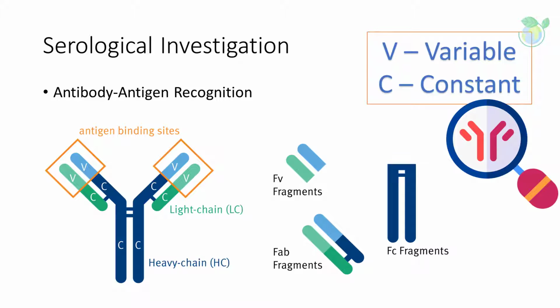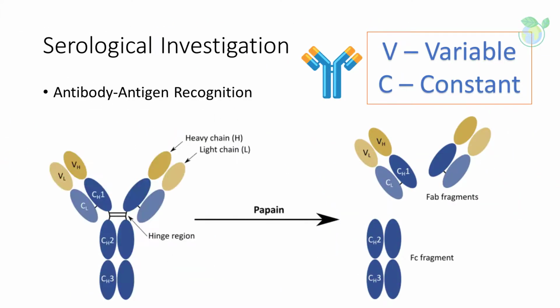Within the antibody lie the antigen binding sites, which are constituted by the variable regions of the light and heavy chain forming complementarity determining regions. Disulfide bonds connect the antibody chains together and they can be fragmented into three parts, namely the FV, the FAB and the FC fragments. The enzyme papain can break the antibody into two fragments, FAB and the FC regions.